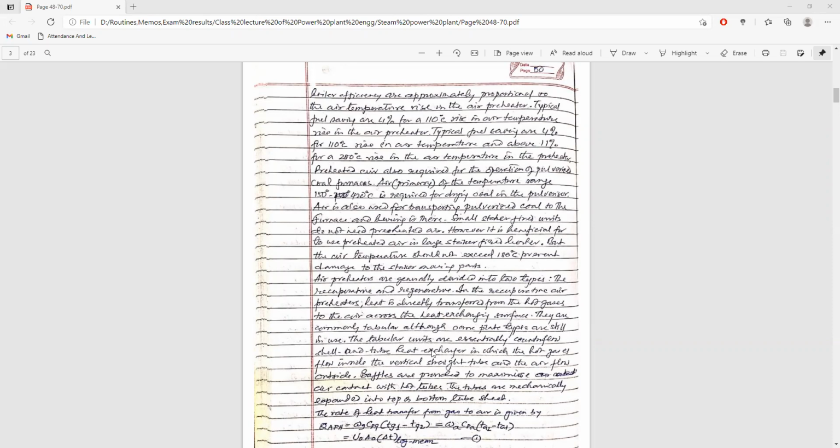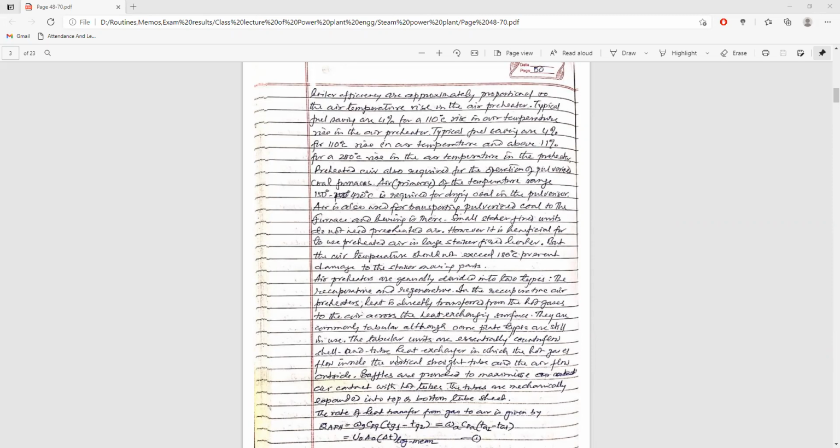Now, the tubular ones are essentially counterflow shell and tube heat exchangers, in which hot gases flow inside the vertical straight tubes and the air flows outside. Baffles are provided to maximize the air contact with the hot tubes. The tubes are mechanically expanded into top and bottom tube sheets.